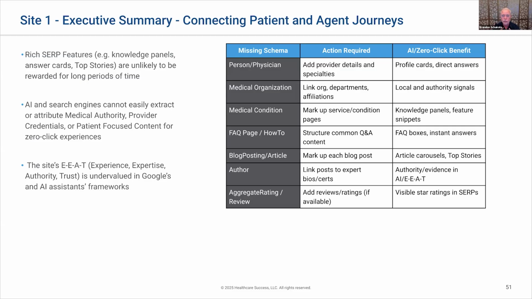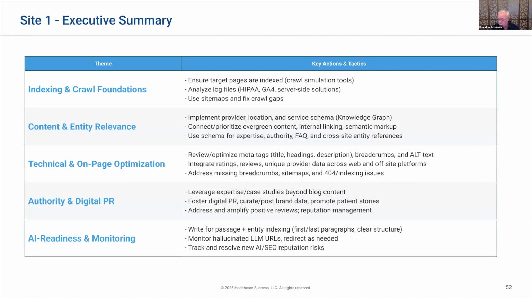So the actions you could take: add your provider details and specialties, link your organization and departments, mark up your service and condition pages, structure common Q&A content, like go feed those large language models as much as you can. Link posts to expert bios and certifications. And then if you do have some sort of reputation management system for ratings and reviews, making sure you're getting as much of that validating trust information into your site.